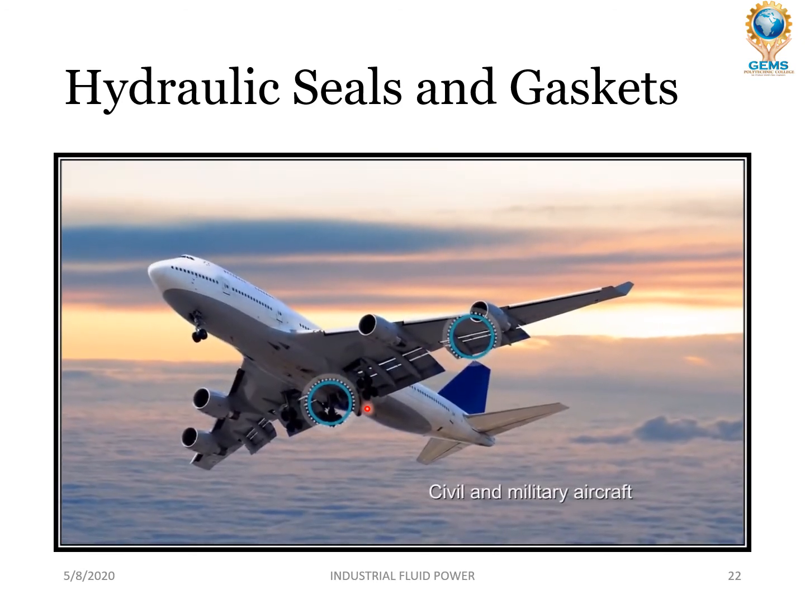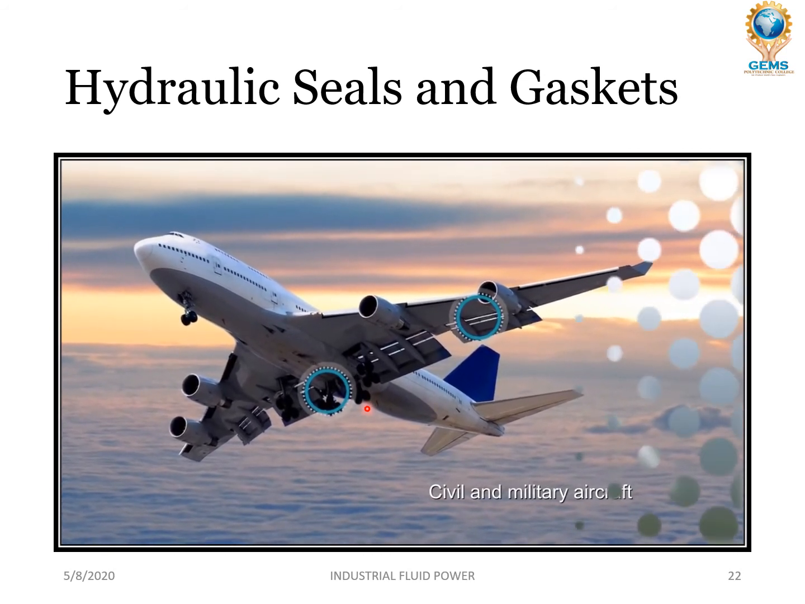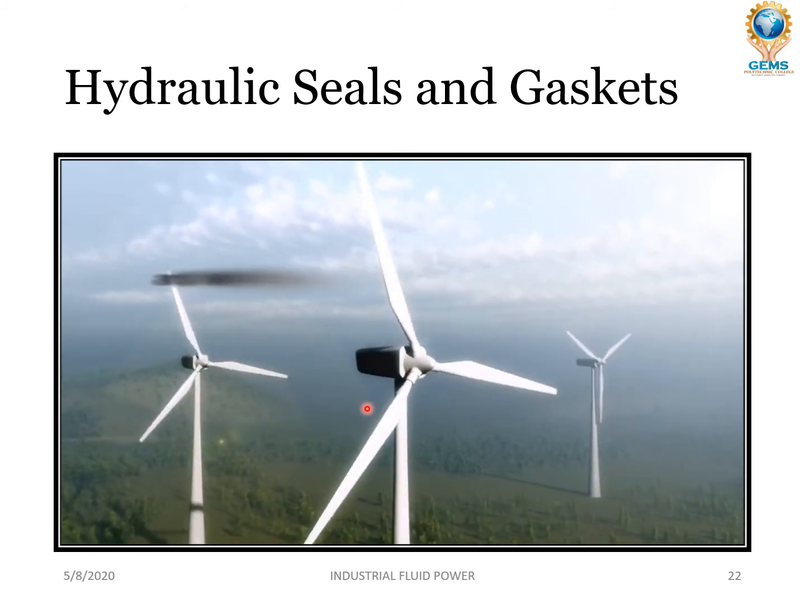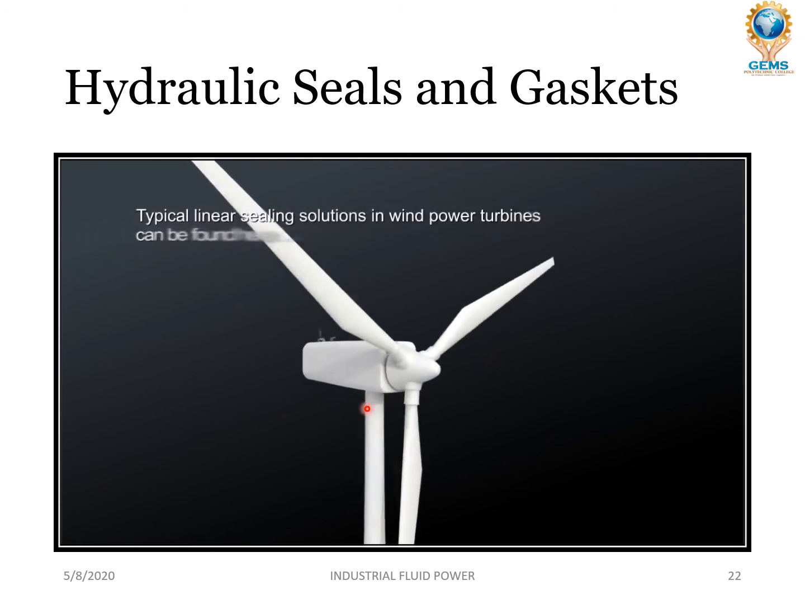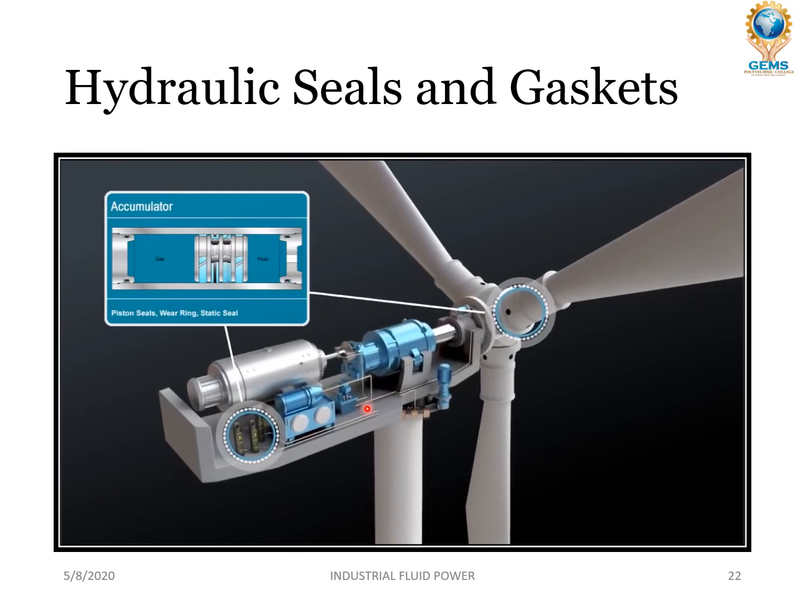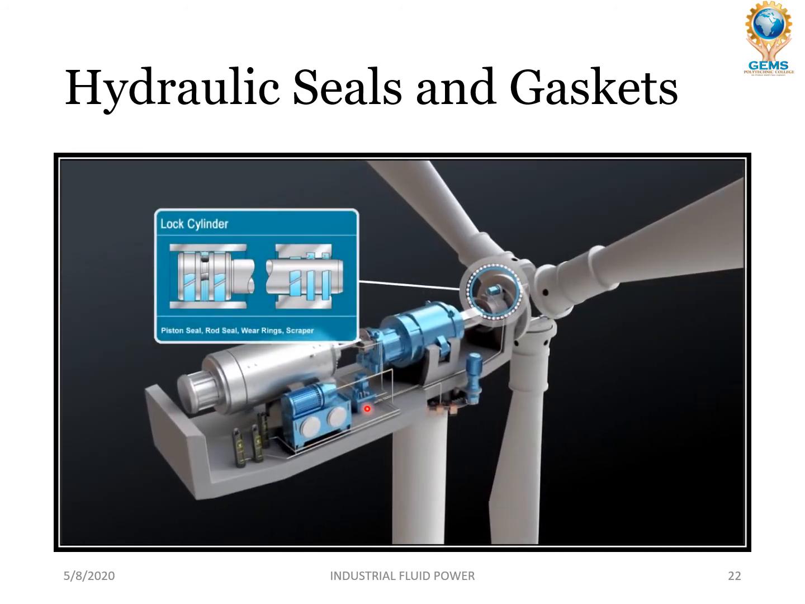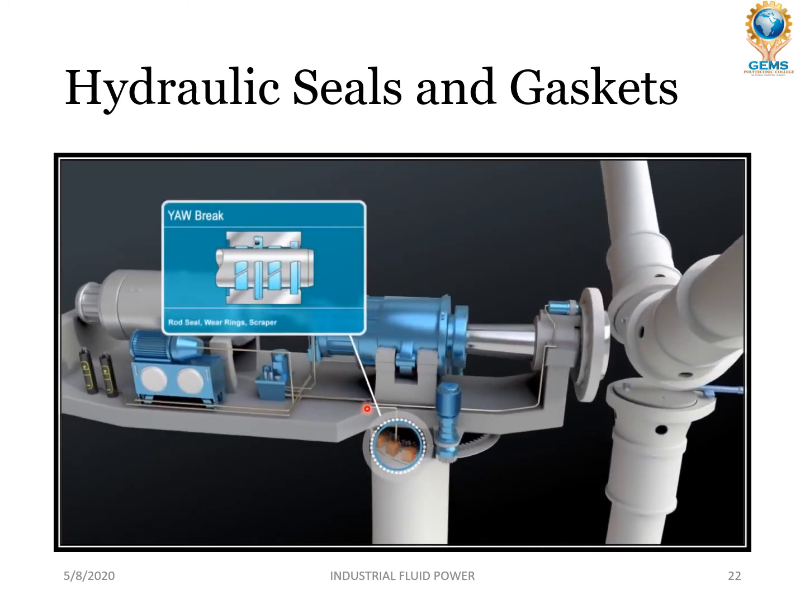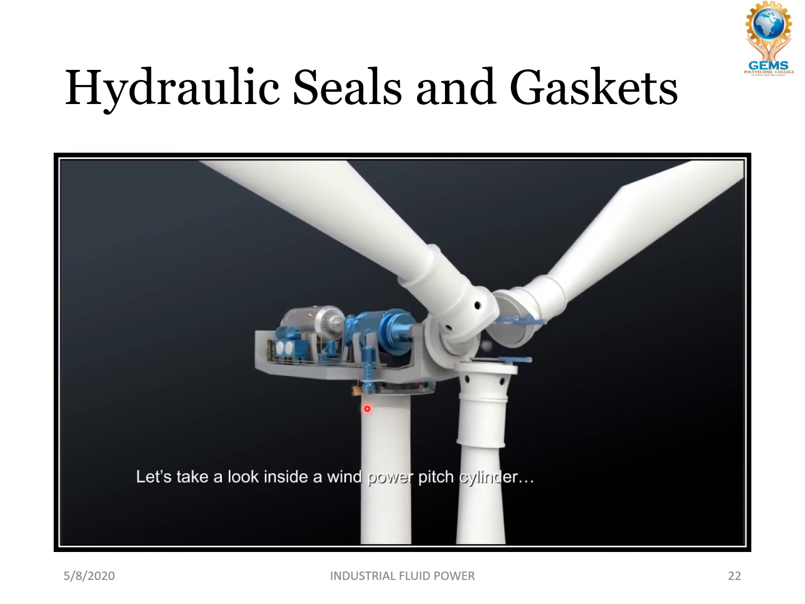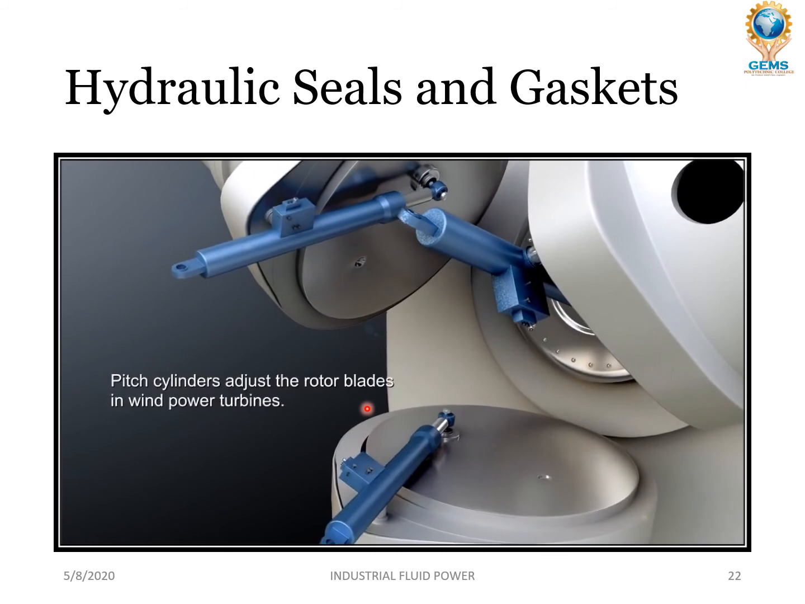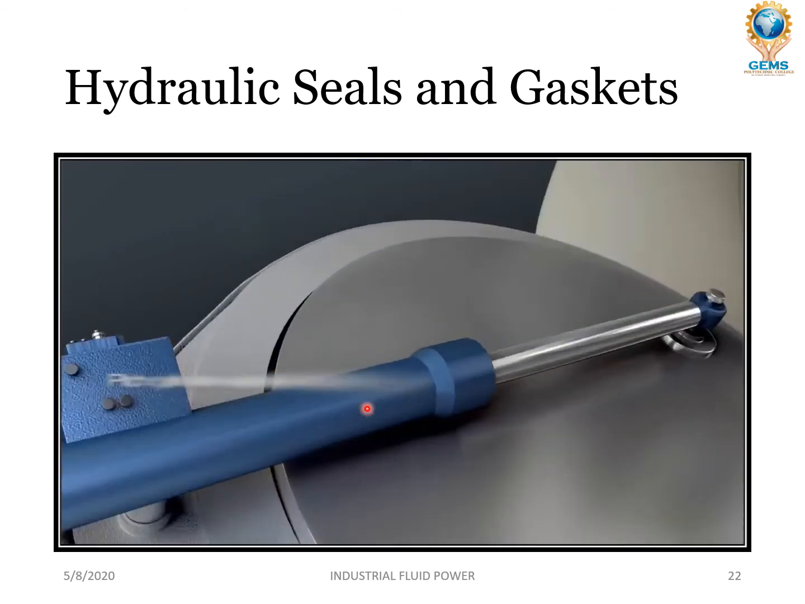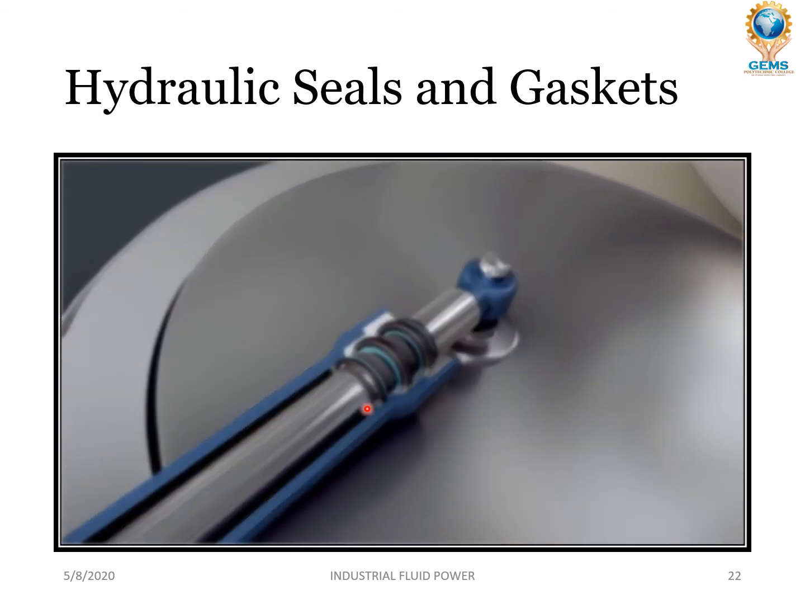In aircraft, seals must meet safety requirements in critical applications and give the ultimate reliability in wind power turbines running 24/7 in demanding environments. Typical solutions for wind power include the turbine's main brake, its accumulator, lock cylinder, yaw brake, and pitch cylinder. Let's have a look at the pitch cylinder in more detail. The function of the pitch cylinder is to adjust the rotor blades of a wind turbine. It works constantly, moving the turbine's blade to maximize energy production from the wind.